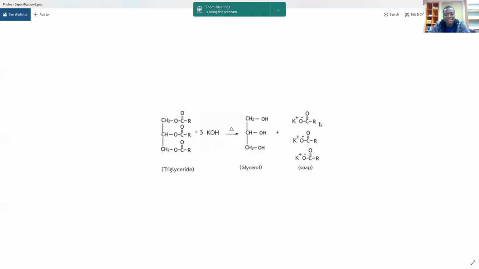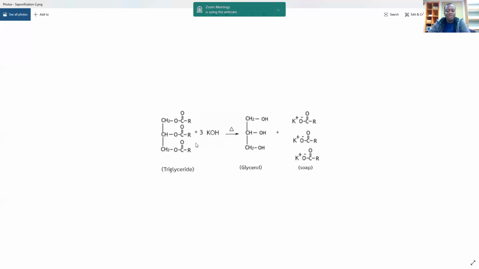If you were using an acid, you will only form a carboxylic acid right here. But because you're using a base to do the hydrolysis, you end up forming a carboxylate salt, also known as what? Soap. If your R group is a very short chain R group, you're not going to be forming soap. You'll just be forming a carboxylate. However, for you to be able to get a soap, your R group has to be very long. Hence the reason why we are using triglyceride.